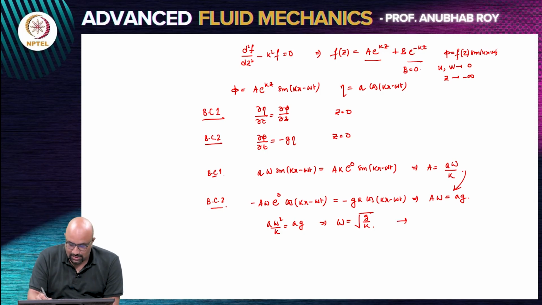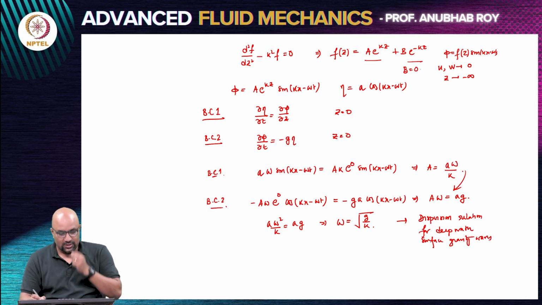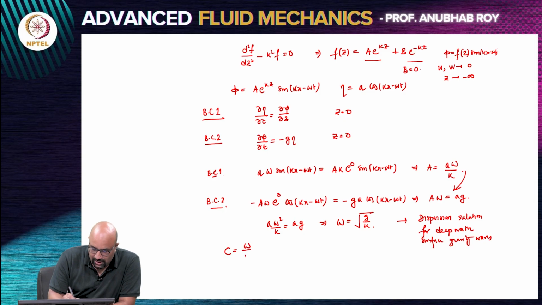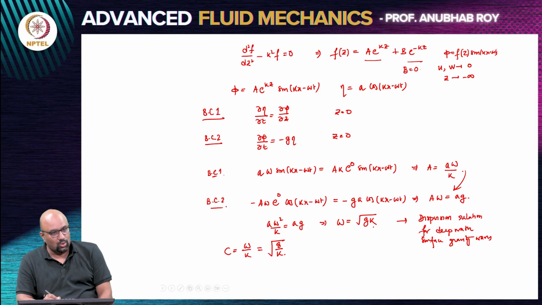So this is known as the dispersion relation. The word is dispersion relation, which gives you the frequency of the wave in terms of the wave number for deep water surface gravity waves. The speed of the wave is omega by k, which is root g by k. So the frequency is square root gk and the speed of the wave is square root g by k.